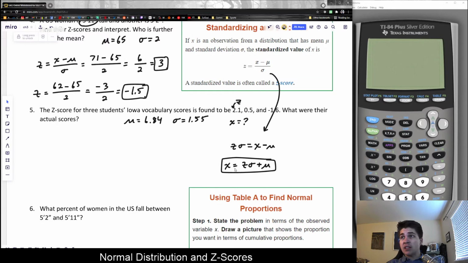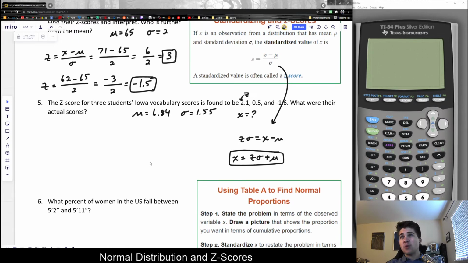And notice it's just a linear function, like a linear regression equation, where sigma is basically the slope of the line and mu is the y-intercept. Essentially we have all the information we need in order to solve for the original scores. So let's say z was equal to 2.1 and we want to know, okay, what is x? Again, we could use the formula. X is equal to z sigma plus mu. So we would have z, which is 2.1, times sigma, which is 1.55, plus the average, 6.84.